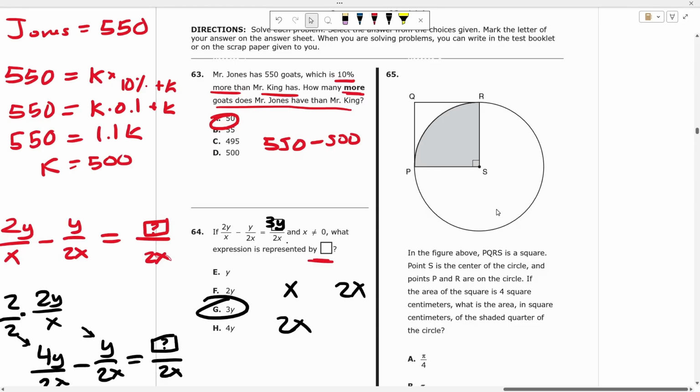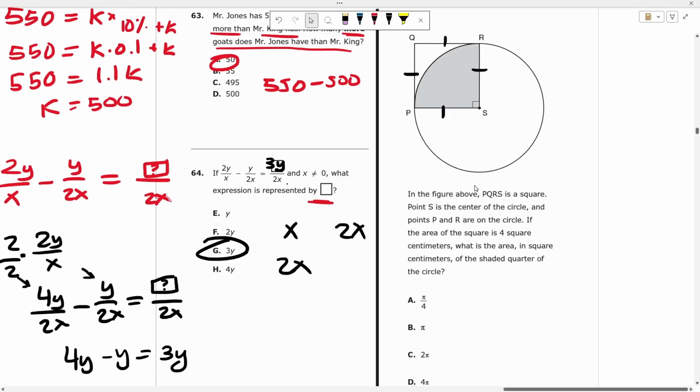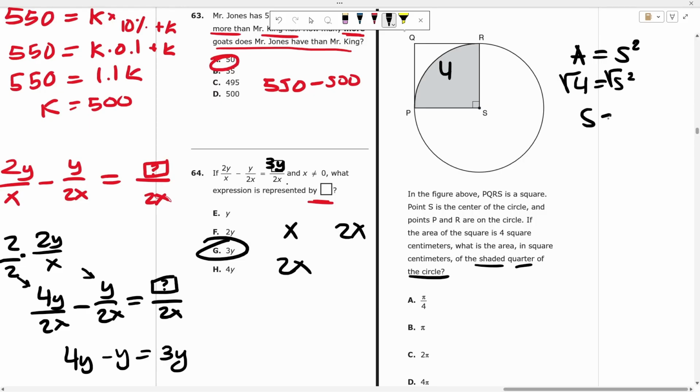Number 65 says that in the figure above, PQRS is a square. So we know if it's a square, all these sides are going to be equal to one another. And if points P and R are on the circle, and the area of the square is 4 square centimeters, what is the area in square centimeters of the shaded quarter of the circle? So the area of this entire square is going to equal 4, right? We also know that the area of a square is equal to s squared, so 4 is equal to s squared. Take the square root of both sides, and you know that s is equal to 2. So each one of these sides is equal to 2.